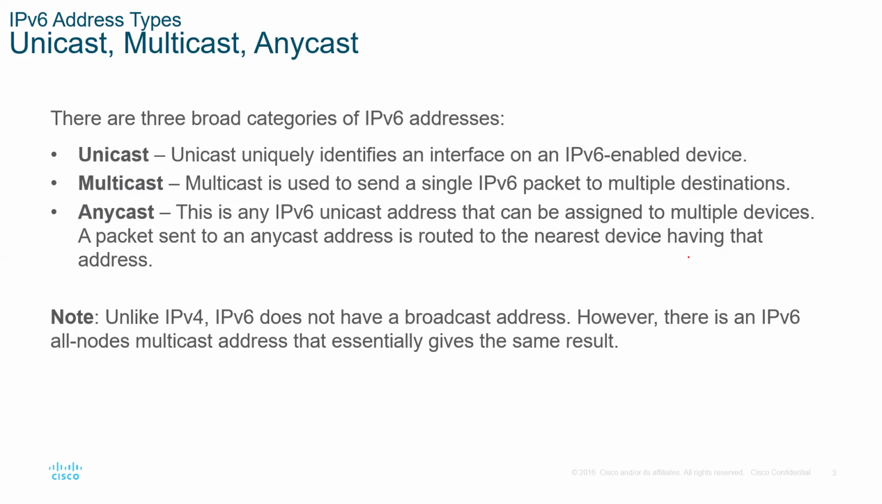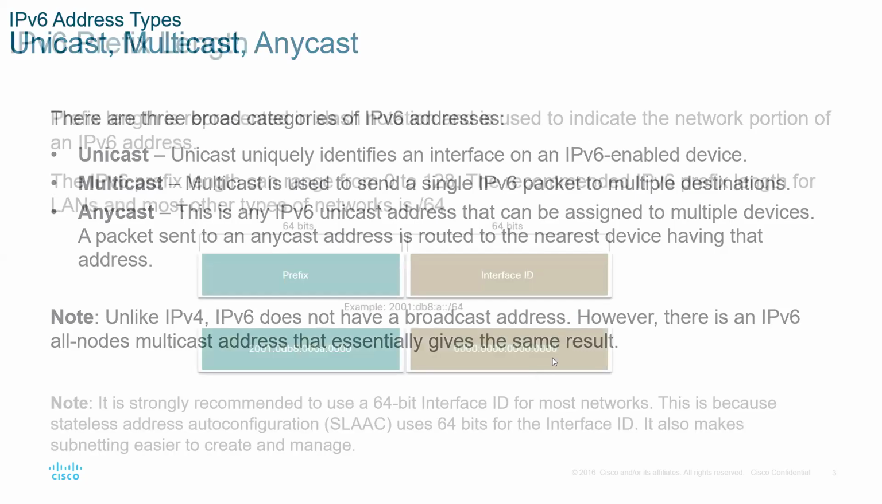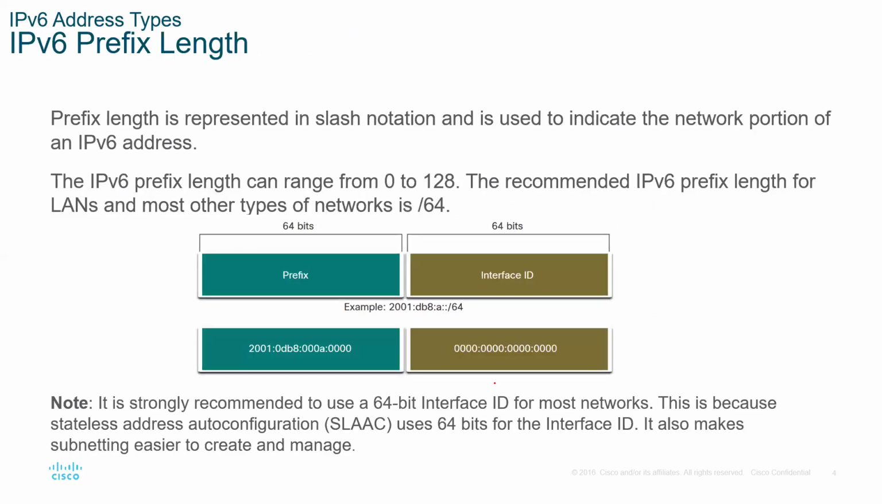And the reason that is done is to limit and control this issue of broadcast that we have. So unlike IP version 4, IP version 6 does not have a broadcast address. However, there is an IP version 6 all nodes multicast address that essentially gives the same results.